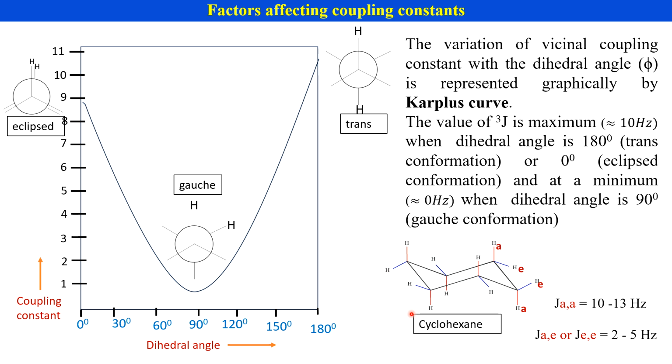For example, cyclohexane. In case of cyclohexane, there are two types of protons, axial and equatorial. The vicinal coupling constant between axial and axial is 10 to 13 Hertz, because conformation is trans or staggered conformation. The coupling between axial and equatorial, or equatorial and equatorial, is less, it is 2 to 5 Hertz. That is, vicinal coupling constant depends upon the dihedral angle between two CH bonds.